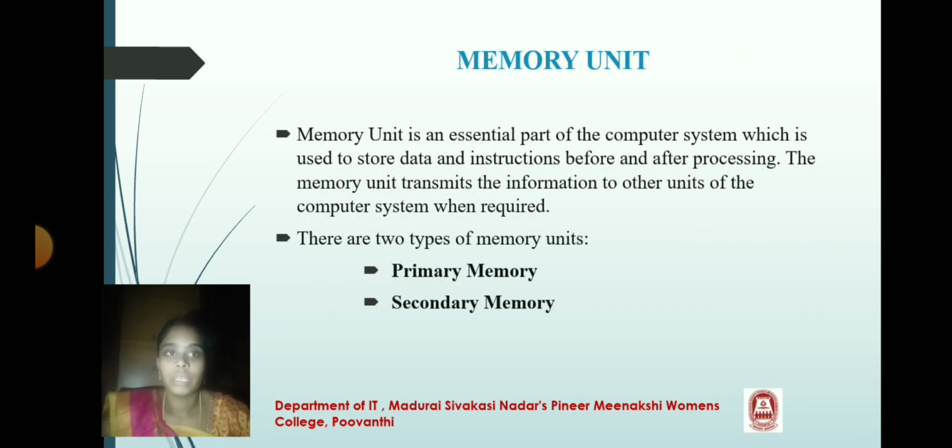And memory unit, it is the essential part of the computer system which is used to store the data and instructions before and after processing. The memory unit transmits the information to other units of the computer system when required. There are two types of memory units, primary memory and secondary memory.